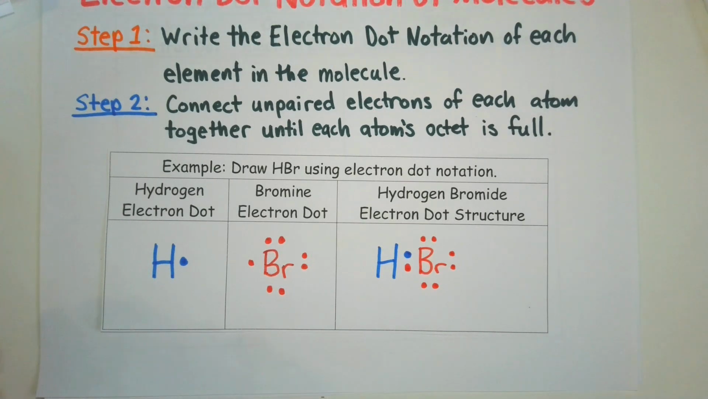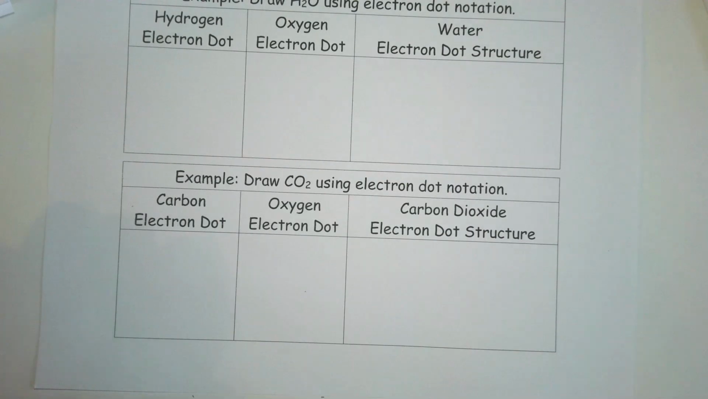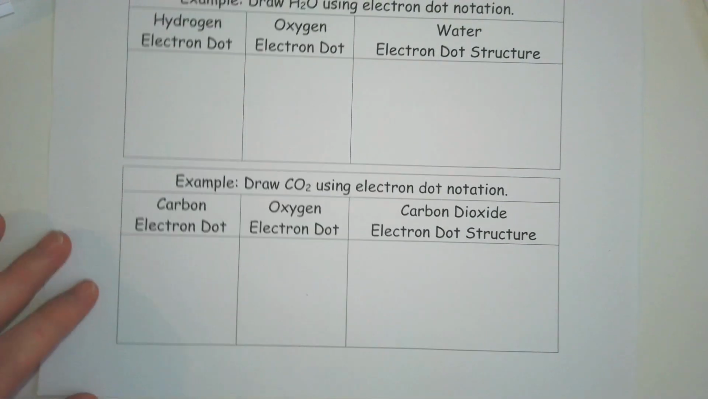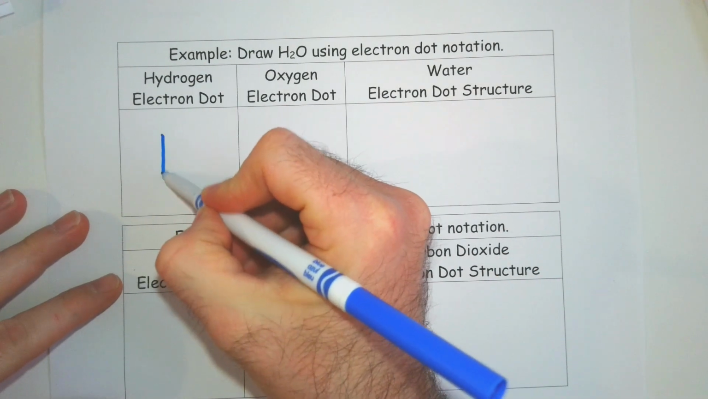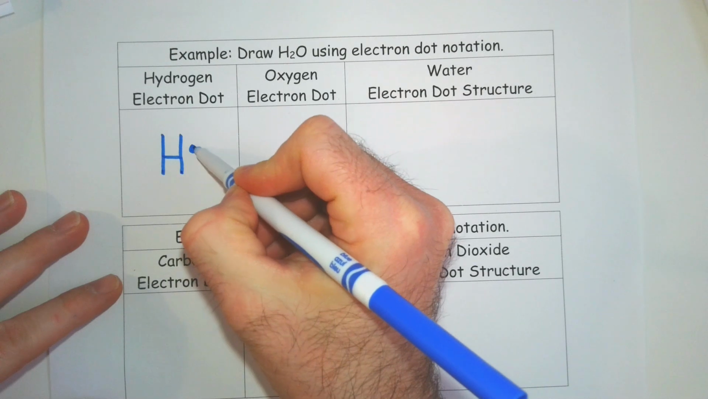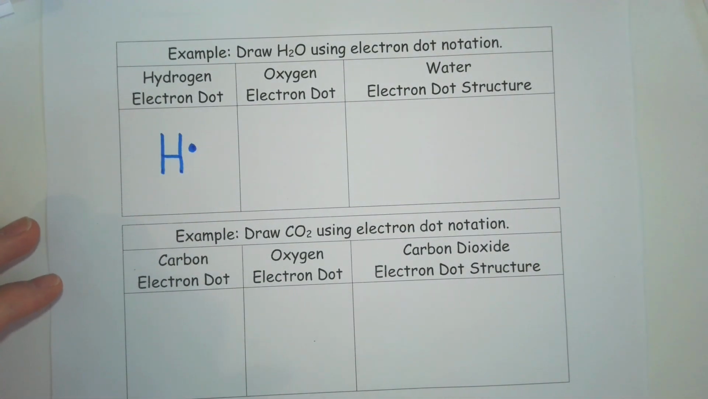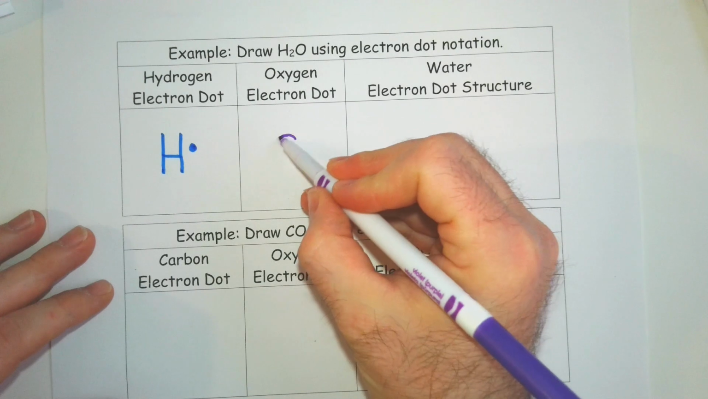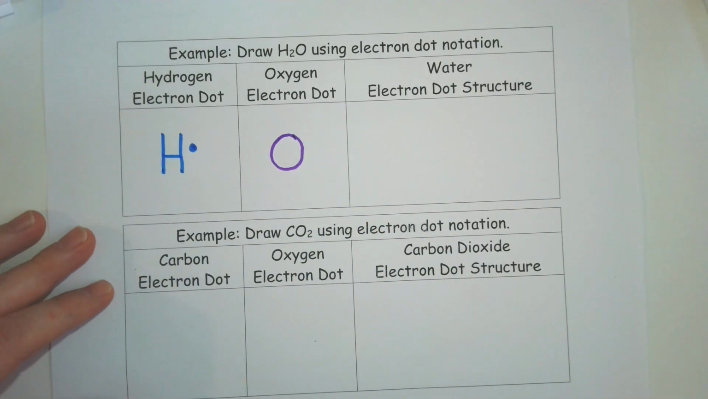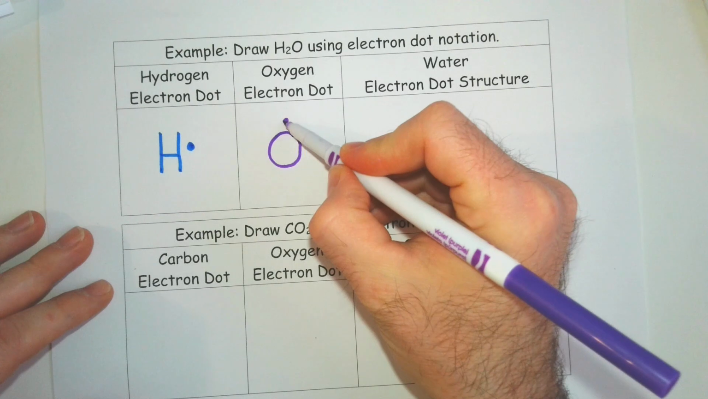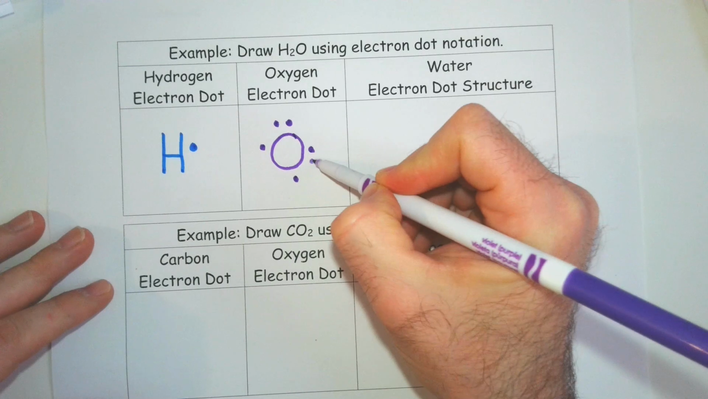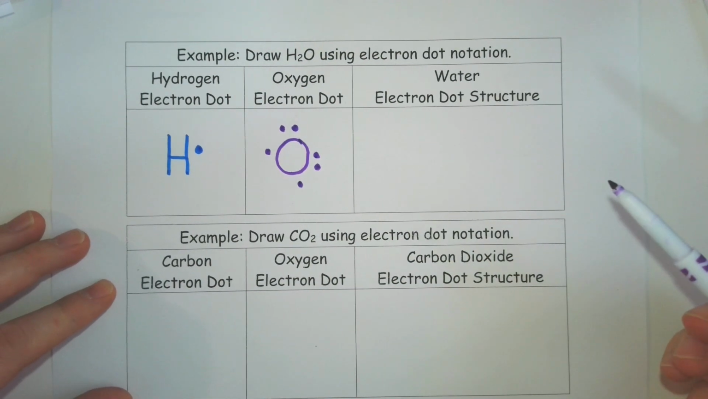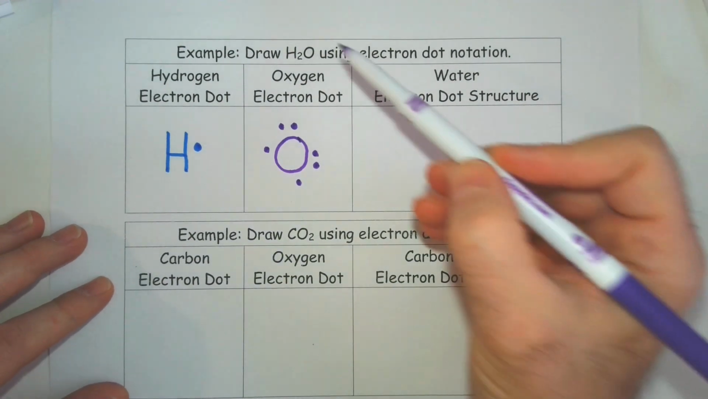All right, so let's do a couple more examples. The first one is a very common example, water, a very important molecule. Hydrogen electron dot notation, we just did this. Symbol is H, and it has 1 valence electron. Oxygen, we previously did this one. Oxygen, symbol is O. Since it's in group 16, it has 6 valence electrons. So we're going to do 1, 2, 3, 4, 5, 6. So we are tasked with drawing H2O using electron dot notation.